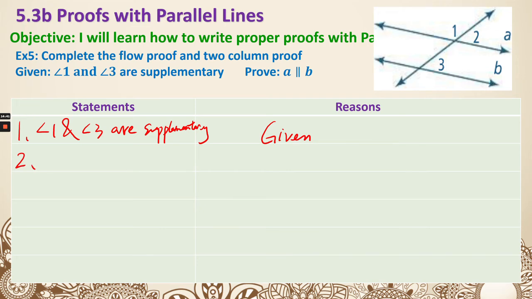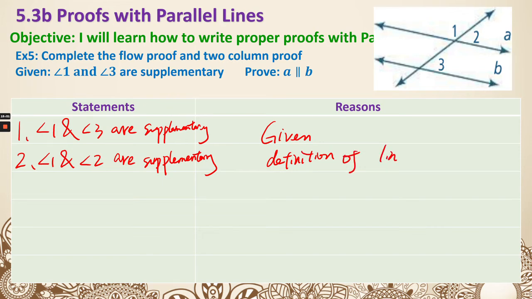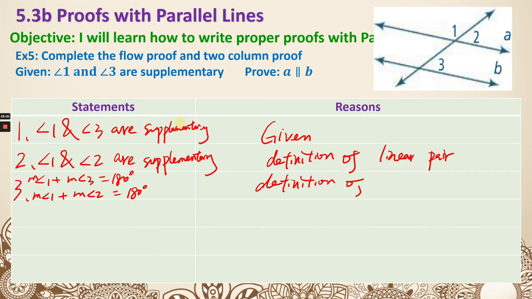our step 2, we can have a look at the other pair. We can say angle 1 and angle 2 are supplementary. That's definition of linear pair. And because they're supplementary, we can actually say the measurement of angle 1 plus the measurement of angle 3 equals 180 degrees. Step 3, measurement of angle 1 plus measurement of angle 2 equals 180 degrees. And that is definition of supplementary.